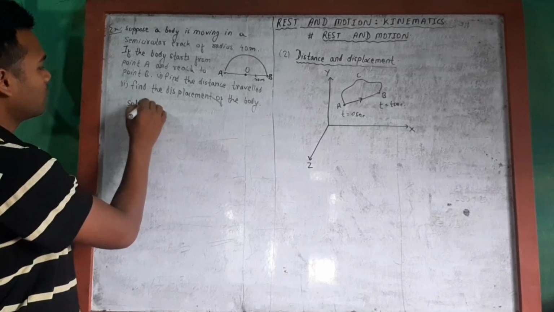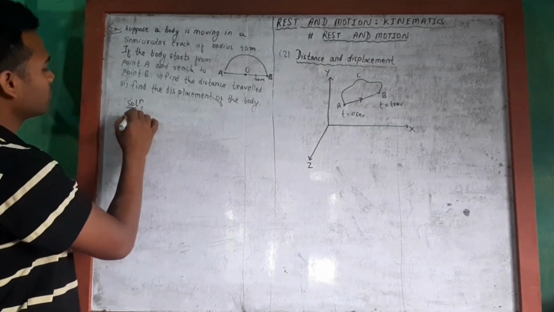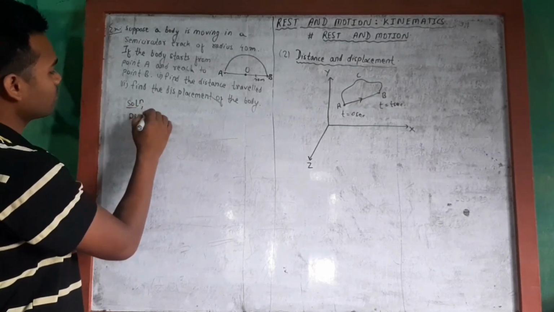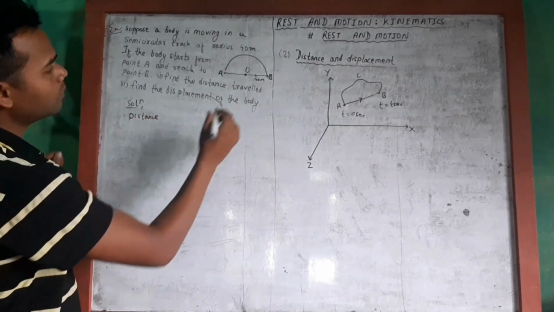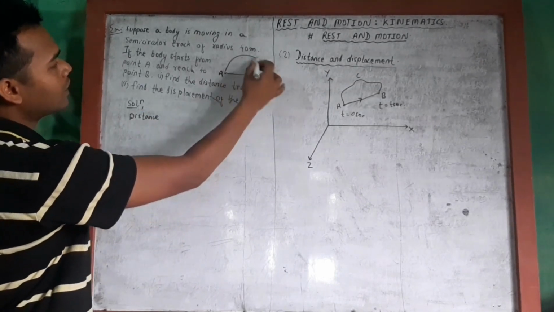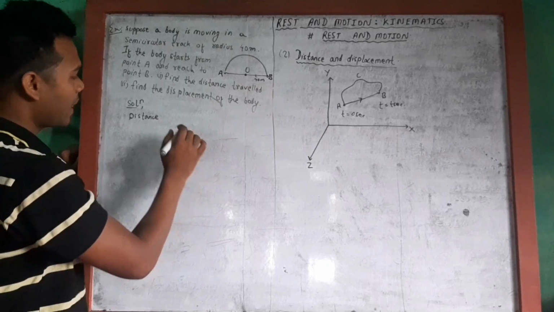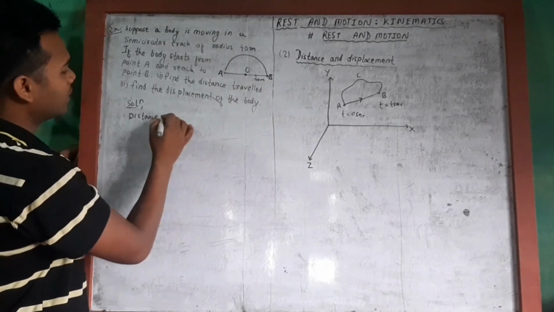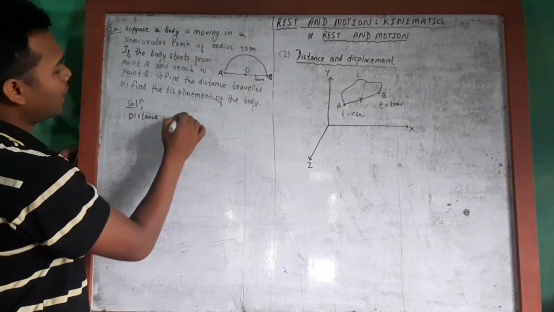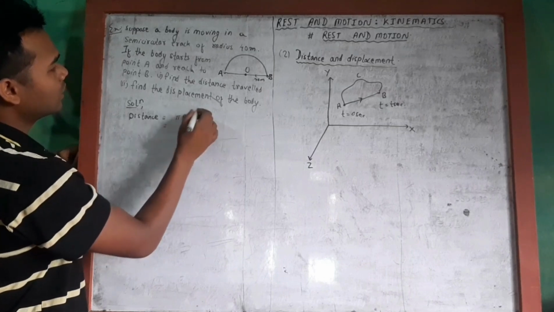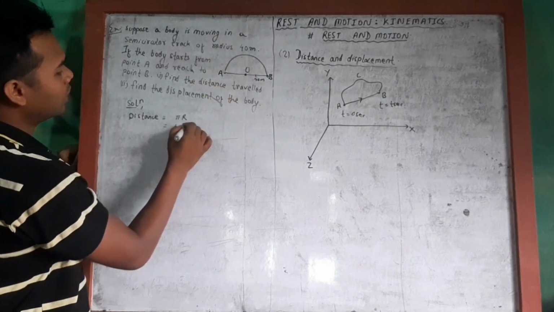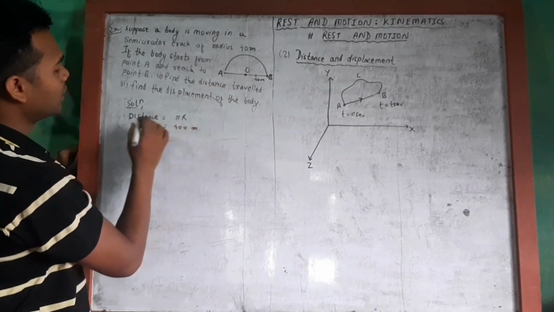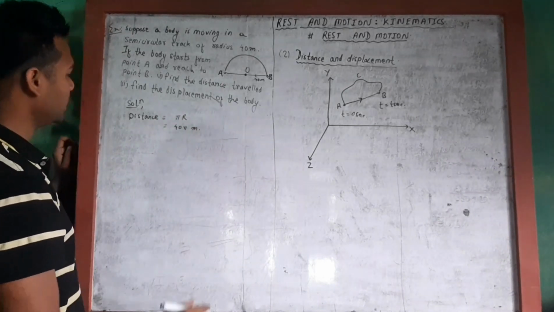Solution: here distance will be given by the arc from A to B, and that will be pi r. That's why this will give 40 pi meter. Therefore distance is 40 pi meter.